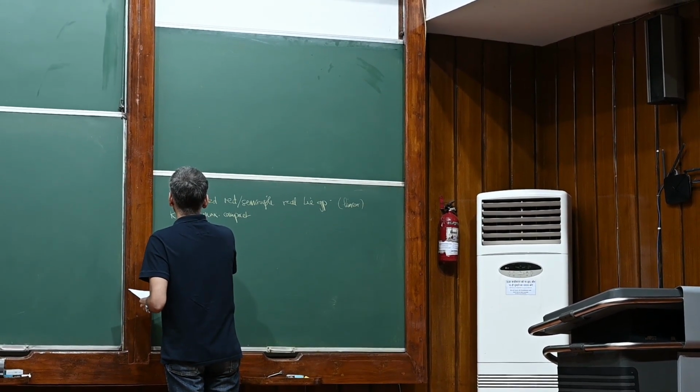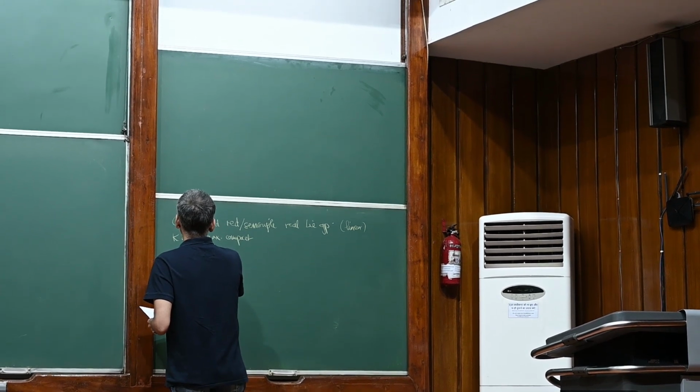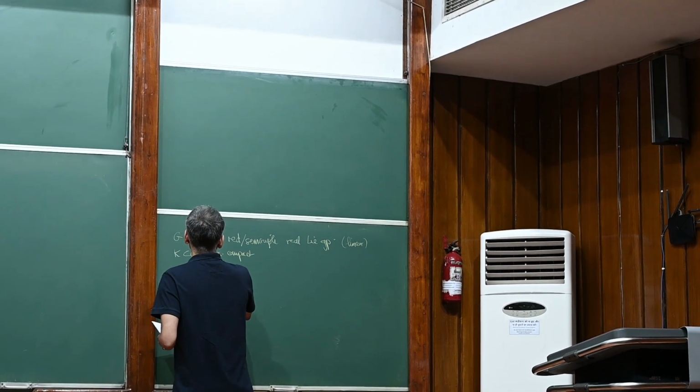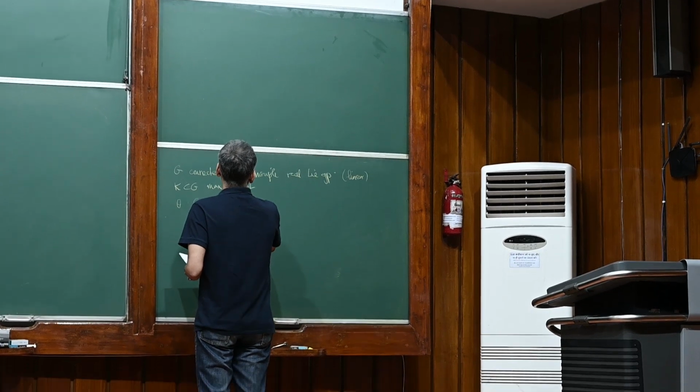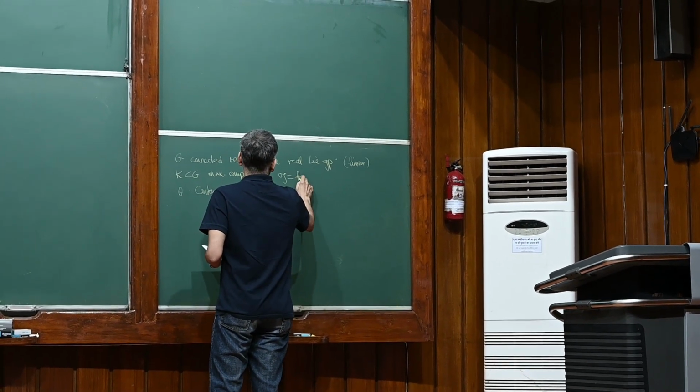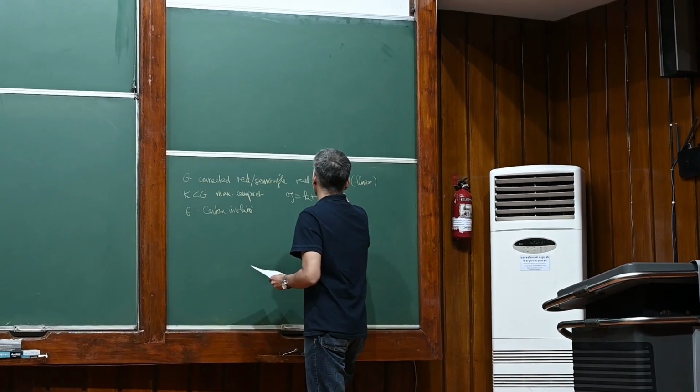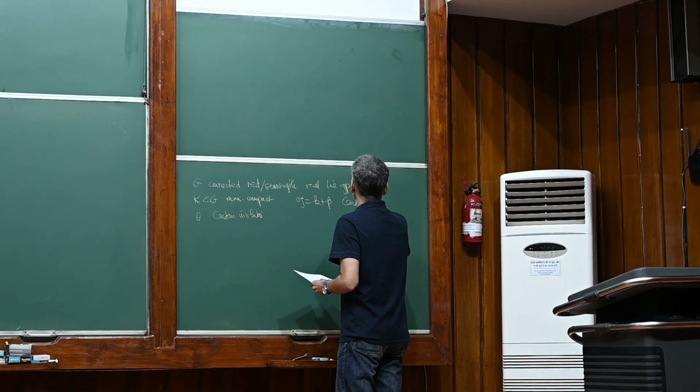Theta is the involution, and G is K plus P, the decomposition given by theta.